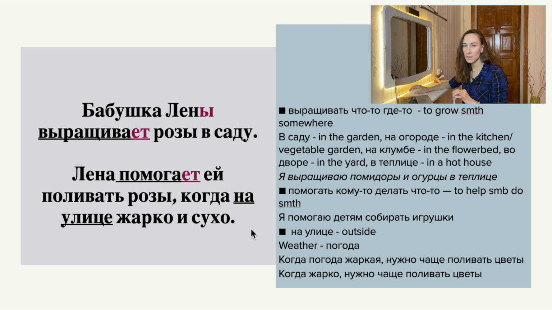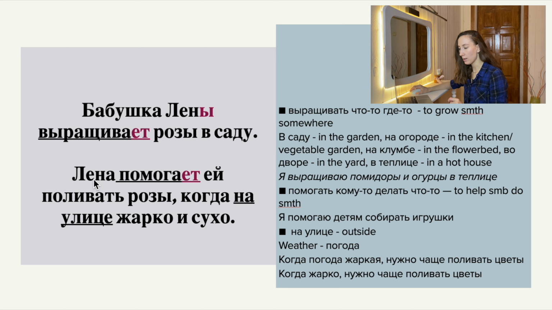In the translation of this sentence, we also change the word order because in the English language we have to stick to the strict order of the words, while in Russian we don't usually care about the word order. So the first vocabulary unit here is помогать кому-то делать что-то. To help somebody do something. In the sentence, we change the ending of the word here depending on the pronoun or on the subject we have in the sentence.